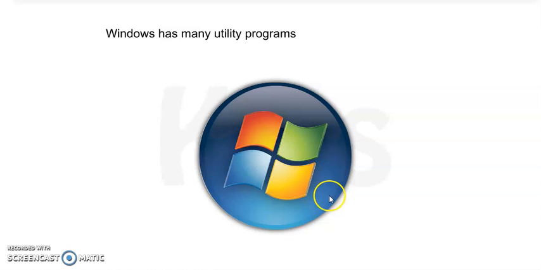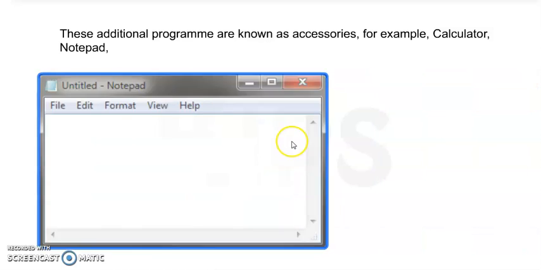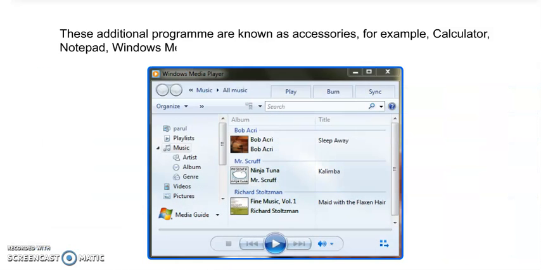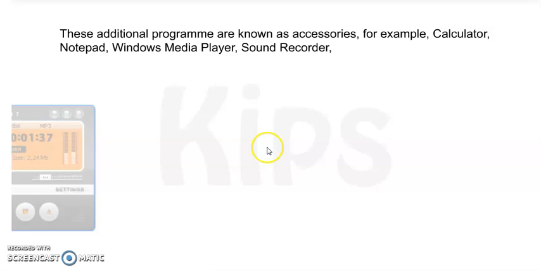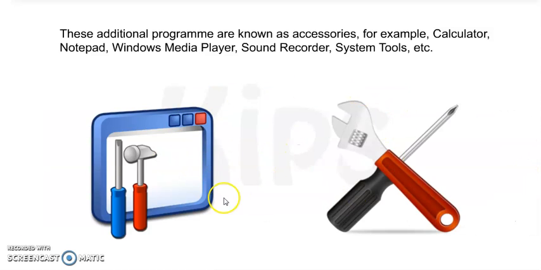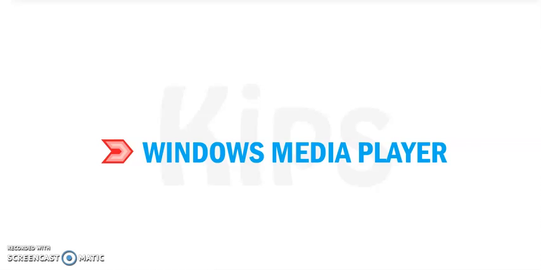Windows has many utility programs for day-to-day applications. These additional programs are known as accessories, for example calculator, notepad. This is Windows Media Player and sound recorder, and these are system tools. Windows 10 is the latest version of Windows. Which is the latest version of Windows?